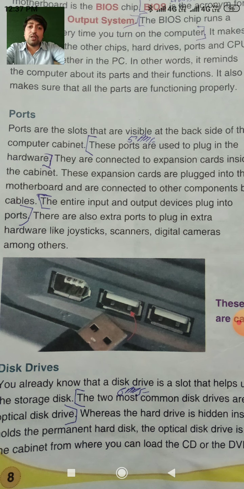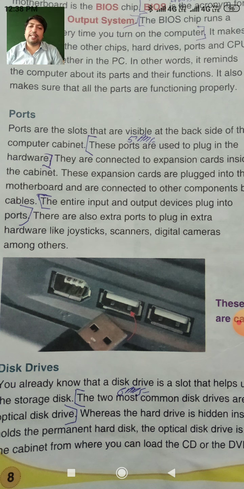There are also extra ports to plug in extra hardware like a joystick, scanner, digital cameras, among others. Or we can join the monitor, mouse or keyboard, or the projector cable. We can join different types of cables and input output devices to the CPU with the help of ports. So the port is very important, where we can attach input output devices.